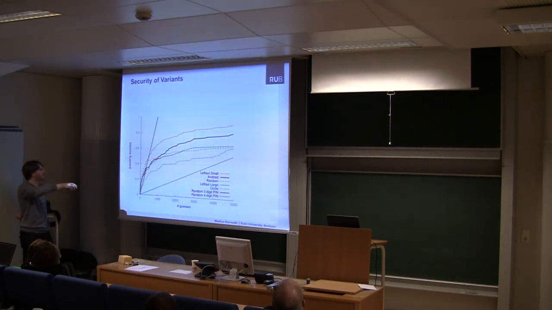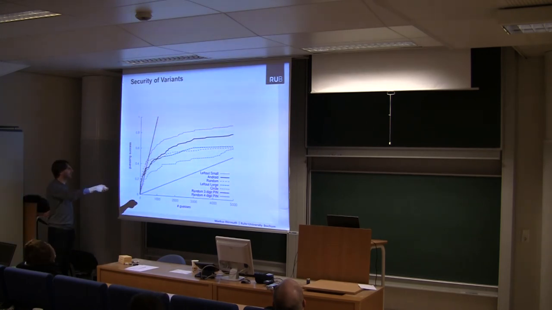The left out large, with a bit more points, is the green curve. It's slightly more secure, but not that much. Interesting is the random arrangement, the orange line, which is, oh, I'm over time. The orange line is really insecure here. I'm not sure if you can see it. It's the least secure one, even though it looks pretty good, right?